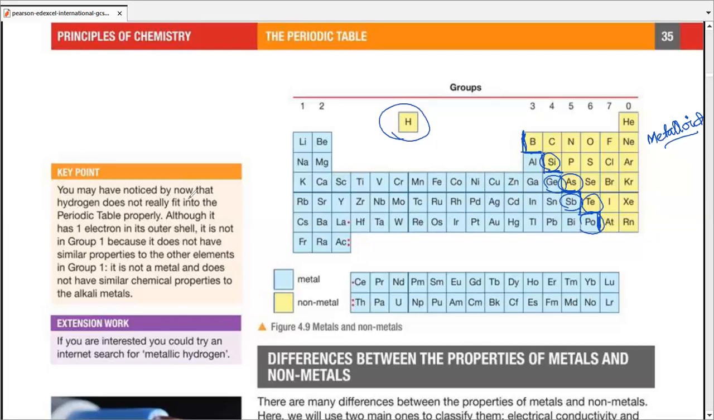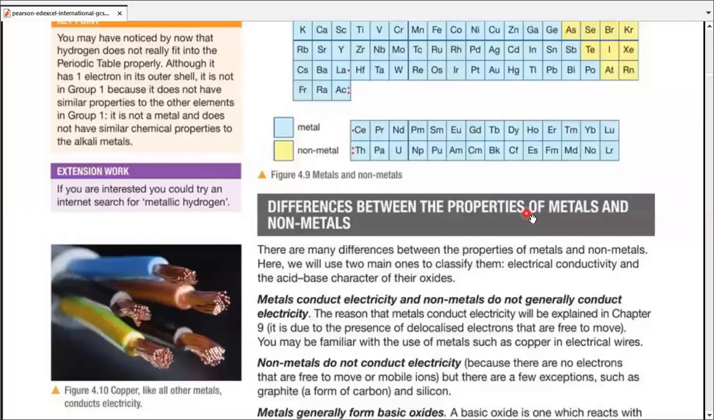Okay. You may have noticed by now that hydrogen does not really fit into the periodic table properly. Although it has one electron in its outer shell, it can't be a part of group 1 because it does not have similar properties to group 1. Group 1 is all metals. This is a non-metal. So it does not have the chemical or physical properties of a metal. It has all the chemical and physical properties of a non-metal. So we call it a unique element. All right. But still, it can show some properties which can be related somehow to metals. That's why we still call it unique. We'll come to that a little later.